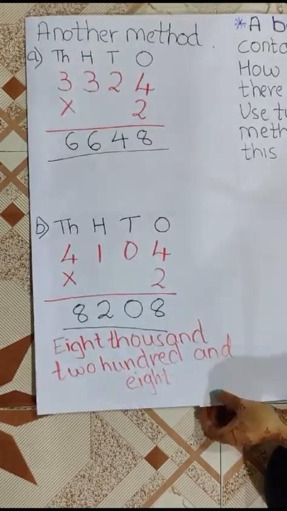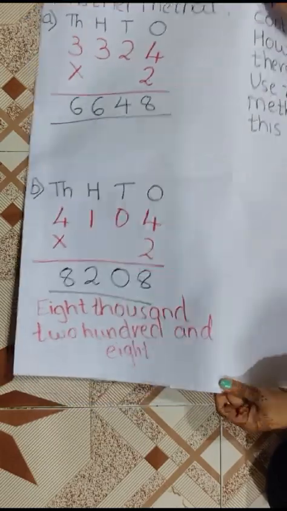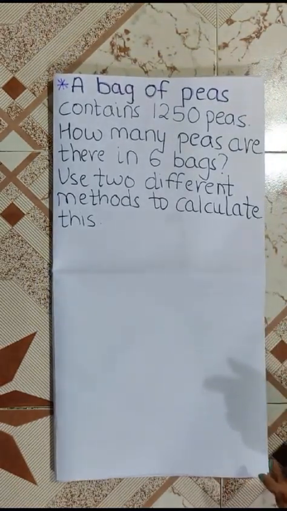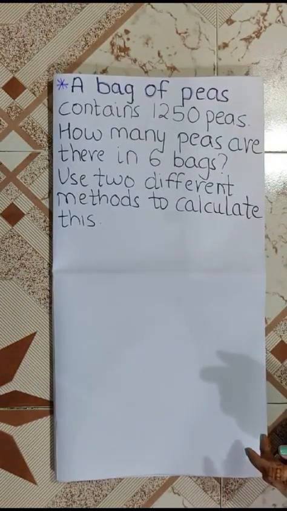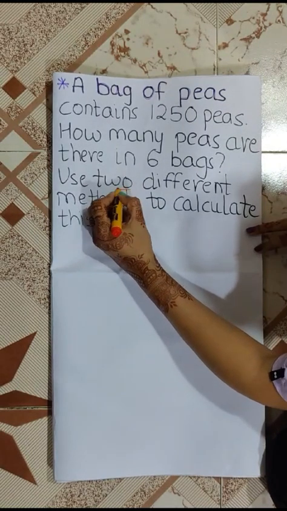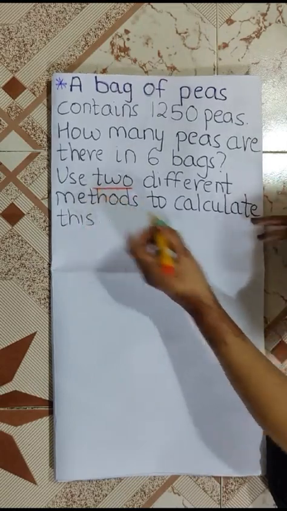Finally, let's try to solve the word problem in the same line. So my word problem reads: a bag of peas contains 1250 peas. How many peas are there in 6 bags? Use two different methods to calculate. So they want us to do both the methods. That is the reason we practice both methods.